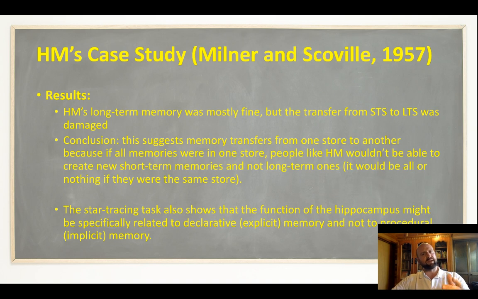But perhaps an easier thing to explain about HM's case study is the star tracing task. And this can be used to show localization of function, in that the hippocampus function could be in declarative memory, and so explicit memory, and not perhaps so much implicit memory or procedural memory, because while he couldn't remember doing the task, he got better and better at it. And that's something that's been found in other studies as well.